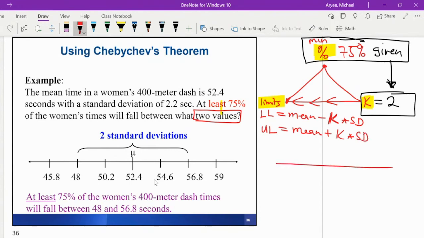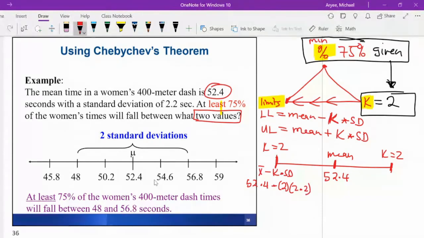So in this case, let me draw a line here. When K equals 2, the mean is always in the middle. The mean, they said, is 52.4. The lower limit is x bar minus K times the standard deviation. So 52.4 minus 2 times the standard deviation, which is 2.2. When you work this out, it's going to give you 48.